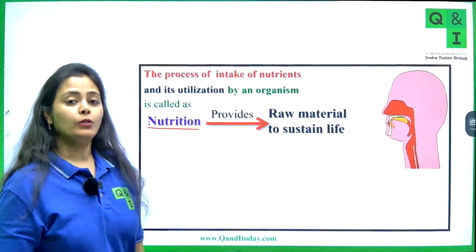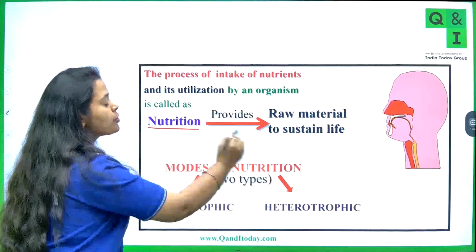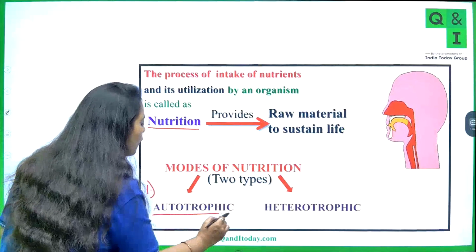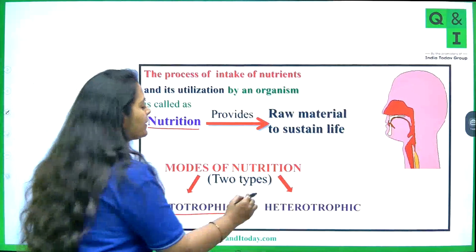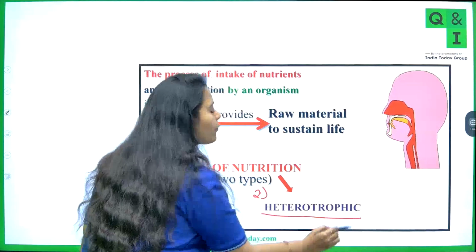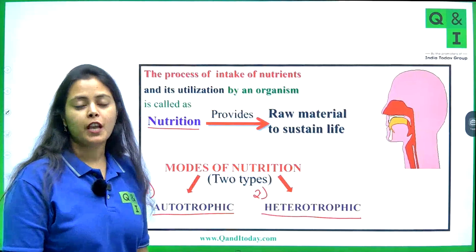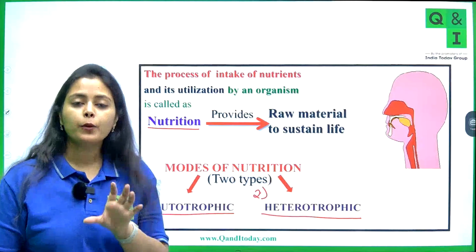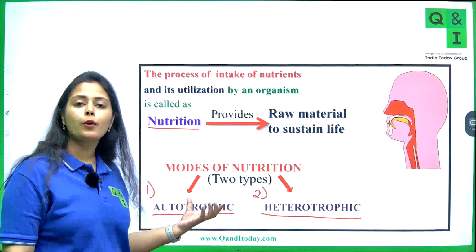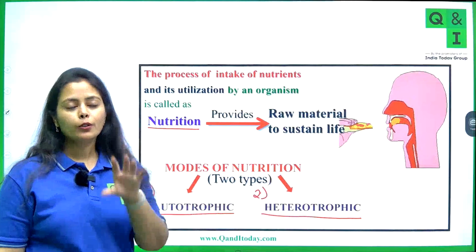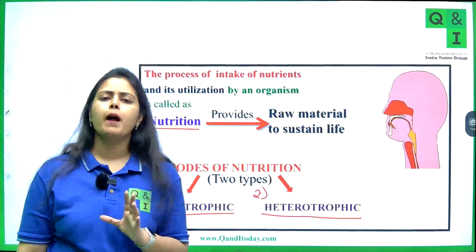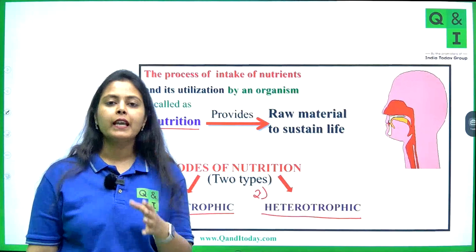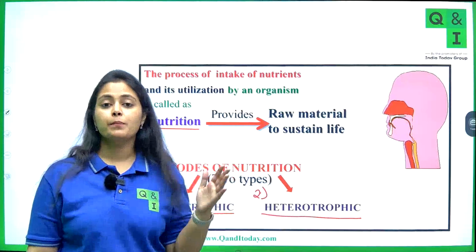Got it? Now, these modes of nutrition. Nutrition is basically of two types. The first one is autotrophic mode of nutrition and the second one is heterotrophic mode of nutrition. Now we are going to take them up one by one. Initially I will tell you just the definition of autotrophic nutrition, because autotrophic nutrition is such an important part of life processes.